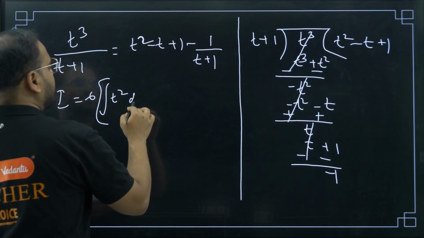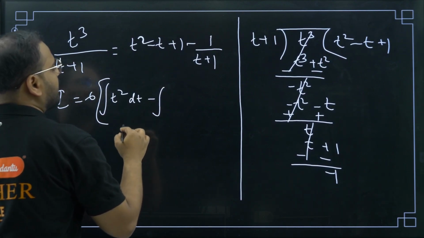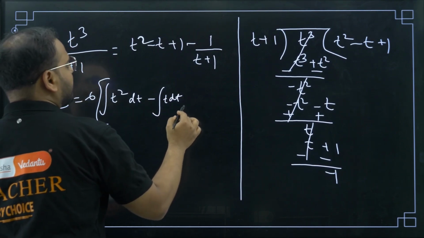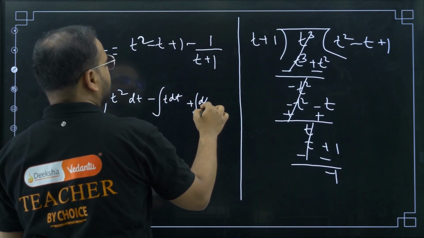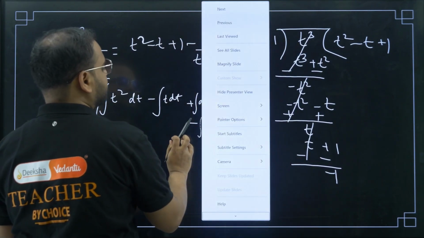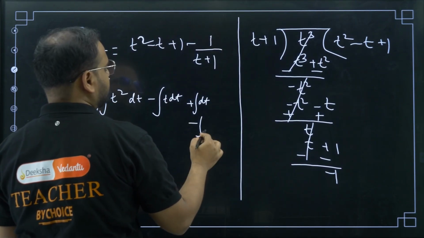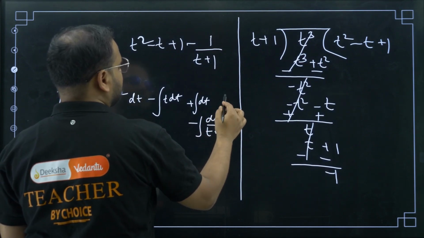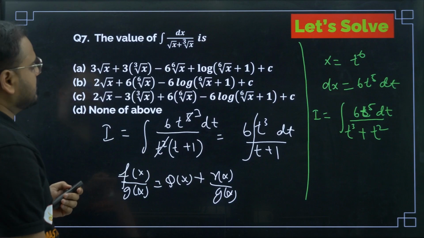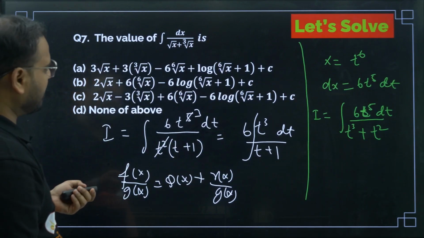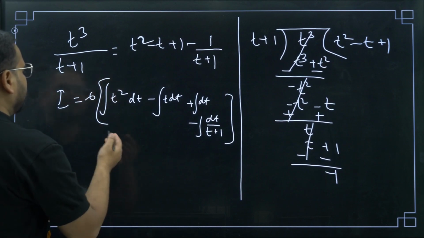T square dt, minus the integration of simply t dt, plus the integration of dt, and minus the integration of dt upon t plus 1. Can I do it like this? Let me just check quickly. I don't think that we should, but maybe. Okay, it will not make that difference.